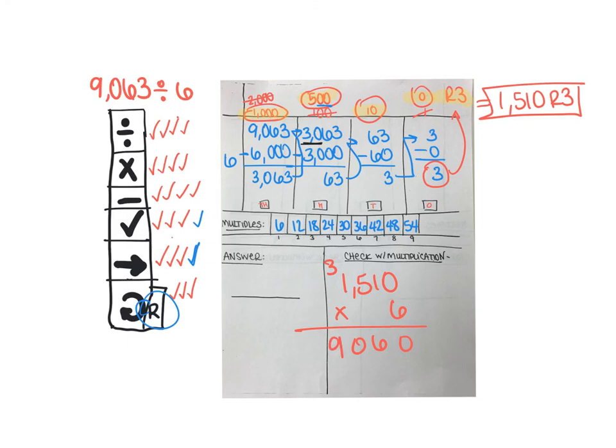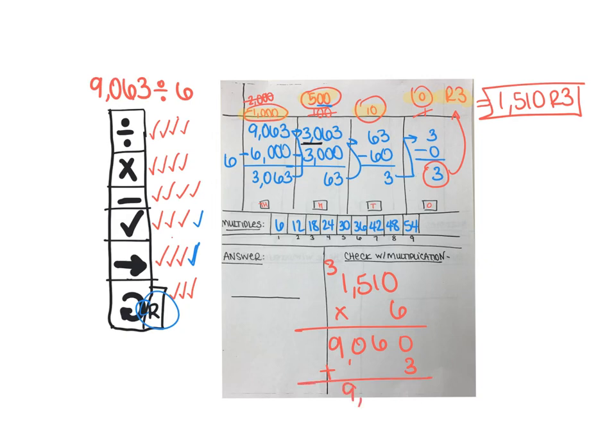Okay, so when I do 6 times 0, that gave me 0. Then 6 times 1 was 6. 6 times 5 is 30, so I dropped the 0, put the 3 up. And then 6 times 1 plus 3 was 9. So it looks like so far I have 9,060. And then I'm going to take that remainder of 3 and add it back in.